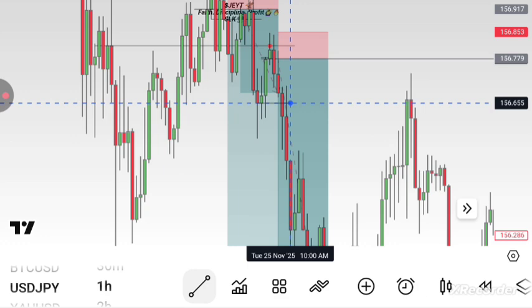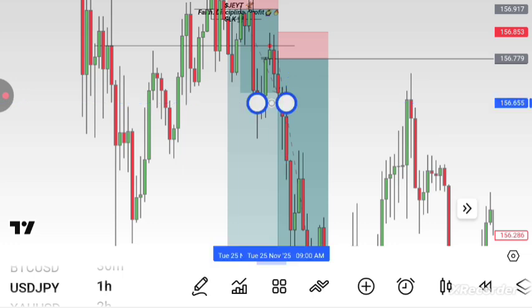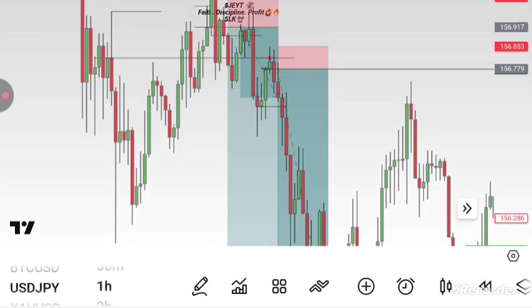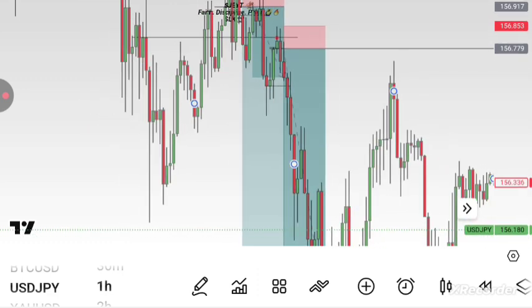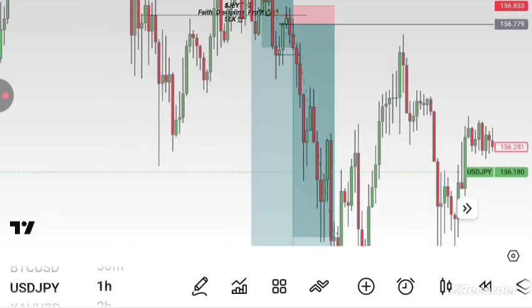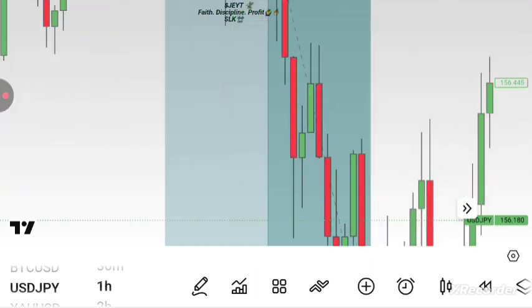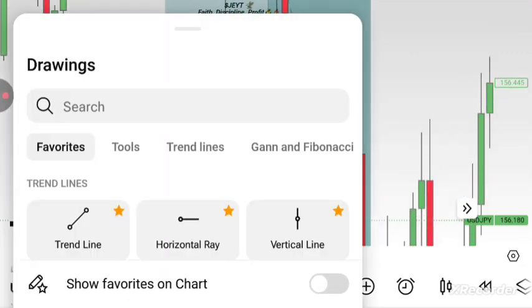You could see that price actually tapped this level with a wick and dropped. But I wouldn't have been able to take this particular trade. So after the breakout of that particular level, we saw that price came to this particular open close. There was an open close here.